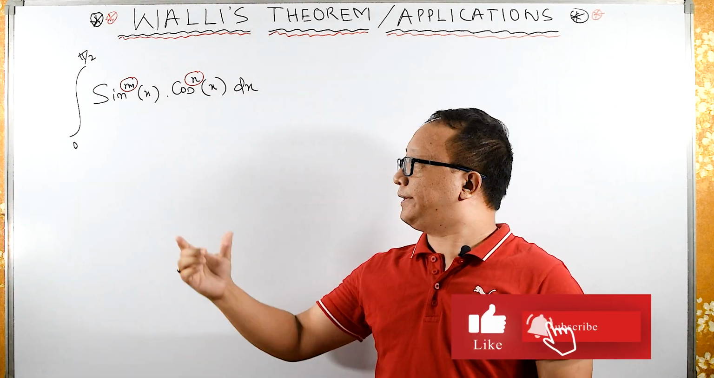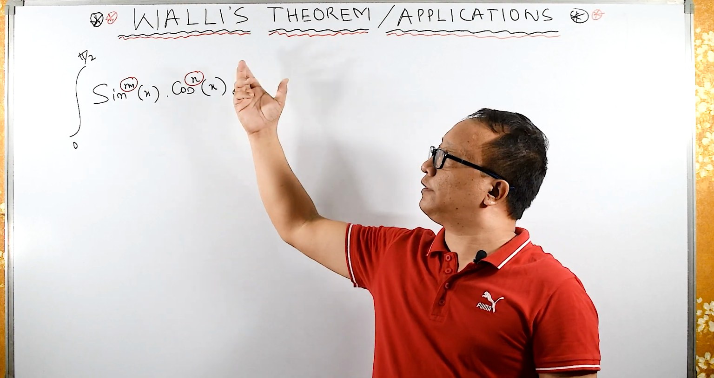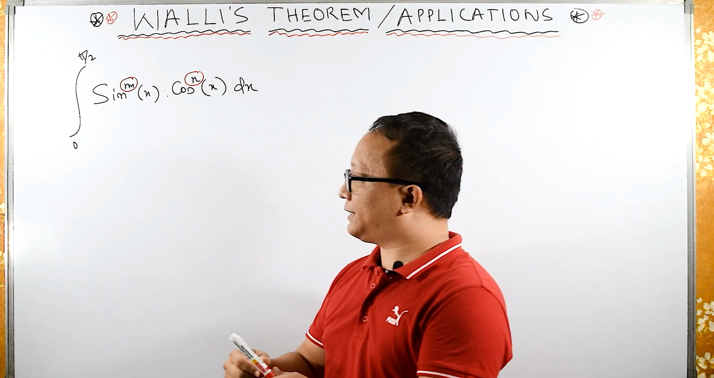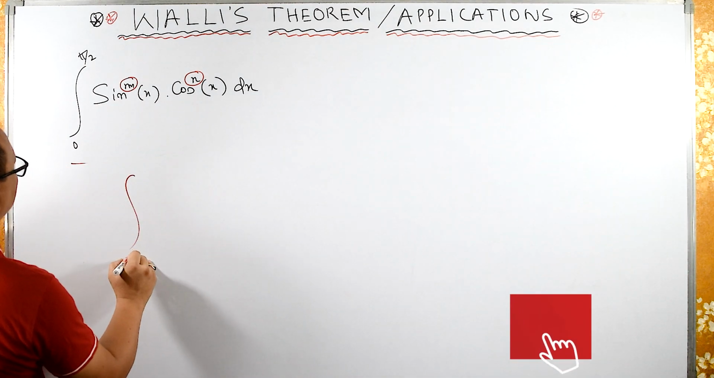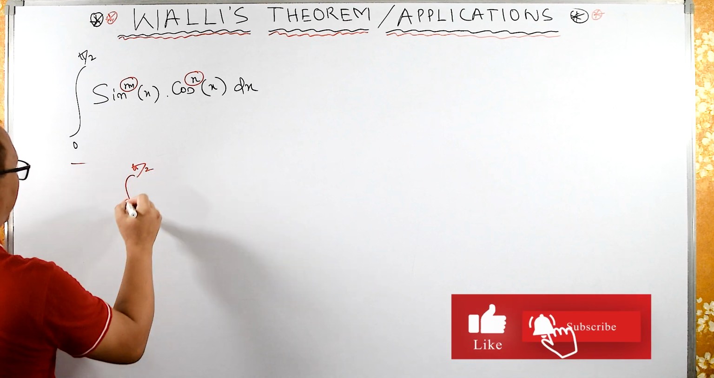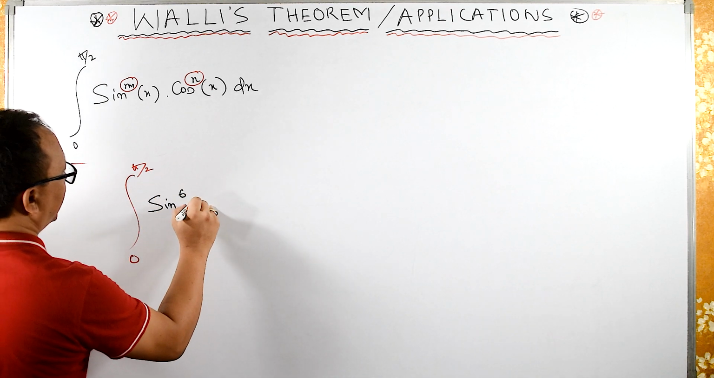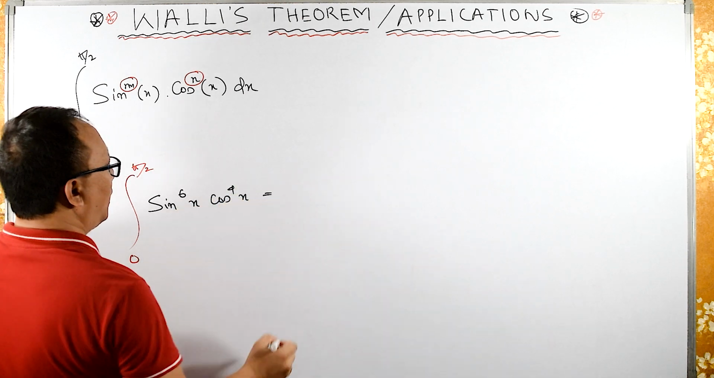What I will do is I will take some examples. I will first solve some examples, and after that I will write down the statement for Wallis theorem. First I will solve some numericals. Let's see, if I have the integral from 0 to pi by 2 of, for example, sine of 6x and cos of 4x, how will we solve this?